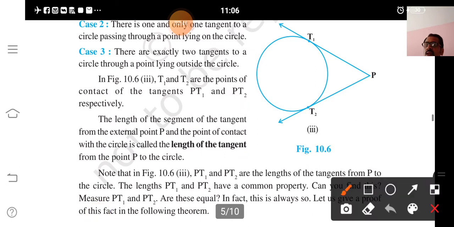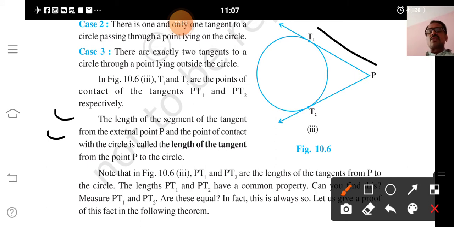Okay? The length of the segment of the tangent from the external point P to the point of contact with the circle is called the length of the tangent from P to the circle. See here, this PT1 is called the length of the tangent. This PT2 is called the length of the tangent. So what is called the length of the tangent? From the exterior point to the point of contact on the circle is called the length of the tangent.